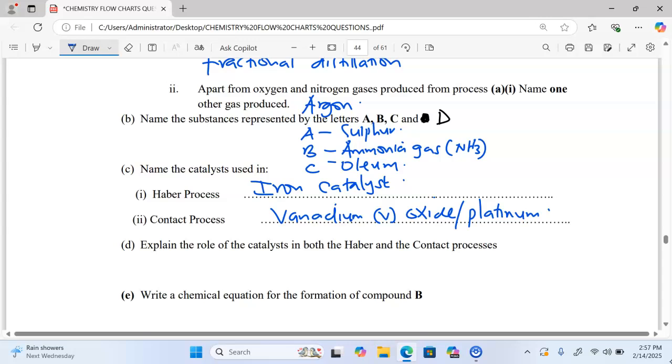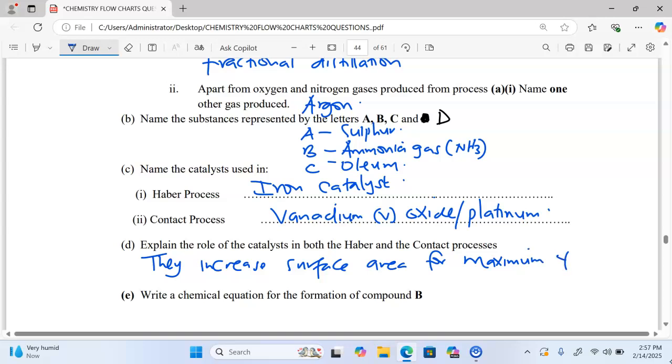Explain the role, that is part D. Explain the role of the catalyst in both the Haber process and the contact process. Catalysts increase surface area for maximum yield of ammonia and concentrated sulfuric 6 acid. Let me use the symbols because of the interest of space.